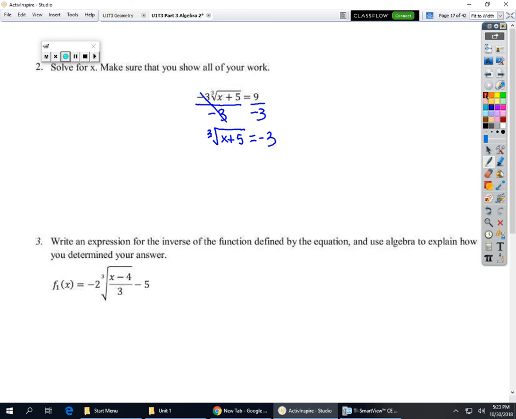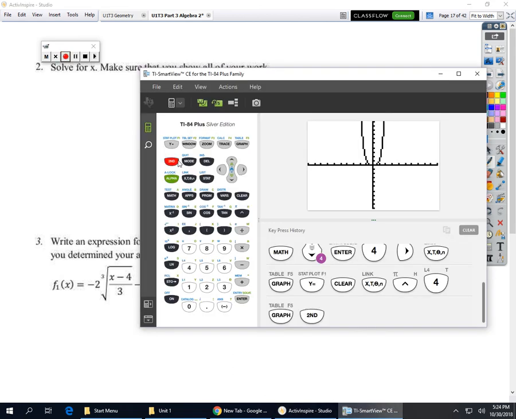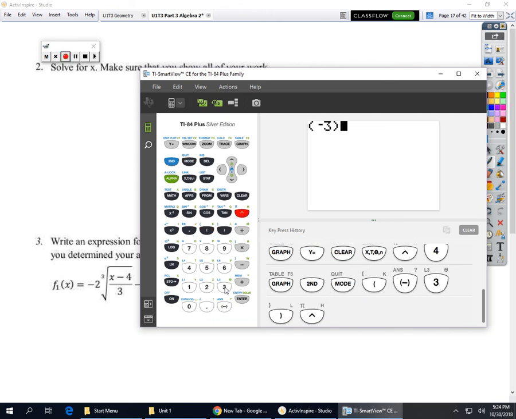We'll change colors. How do I get rid of a cube root? You cube both sides. Cube and cube roots cancel out. X plus 5 comes down. What is negative 3 cubed? Notice I put it in parentheses. Whenever you are doing an exponent of a negative number, put it in parentheses. Negative 3 cubed is negative 27.